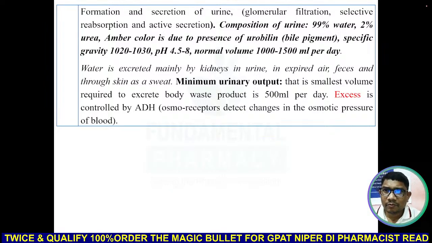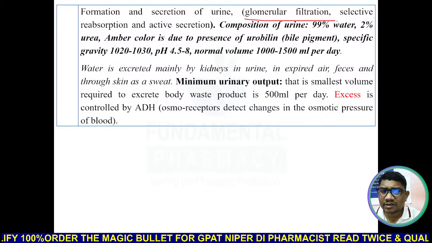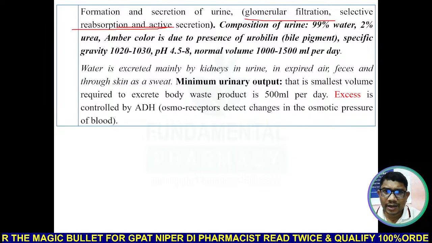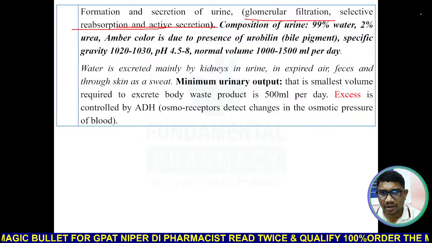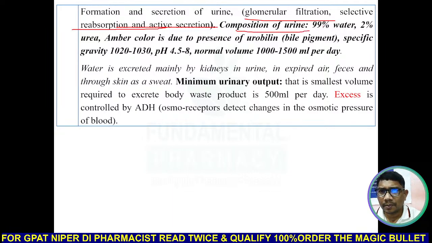Next, formation of urine and secretion of urine. So glomerular filtration is the first step, selective reabsorption as I told you is the second step, and active secretion is the third step. तो कंपोजिशन ऑफ यूरिन क्या है? यूरिन में क्या क्या होता है? कंपोजिशन ऑफ यूरिन इंपॉर्टेंट है.